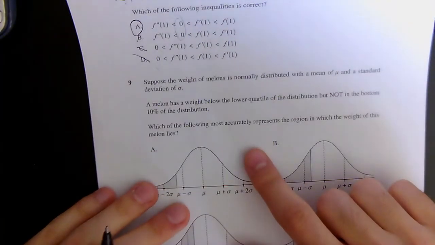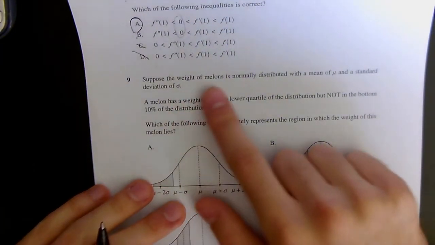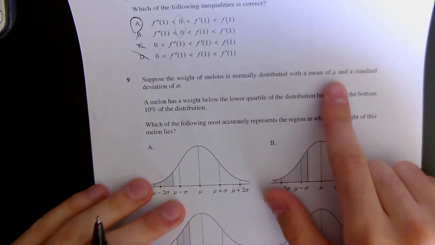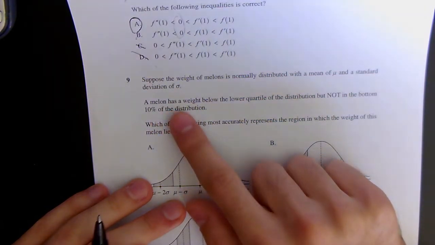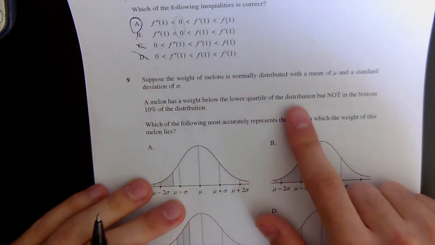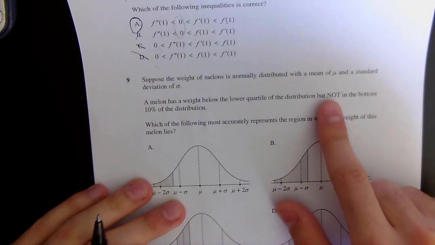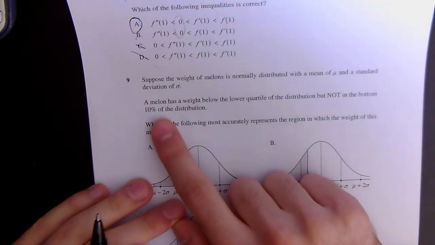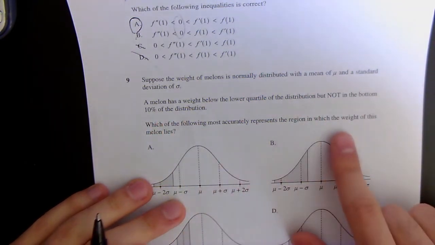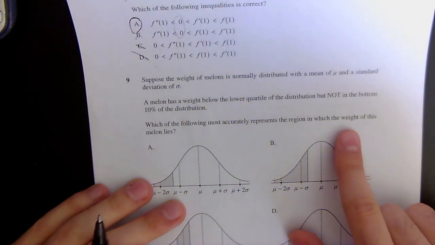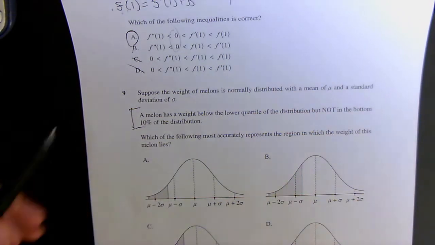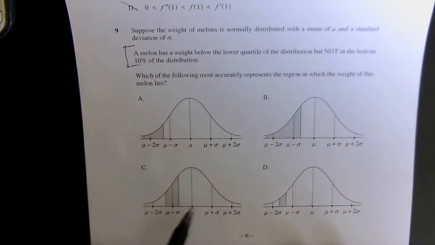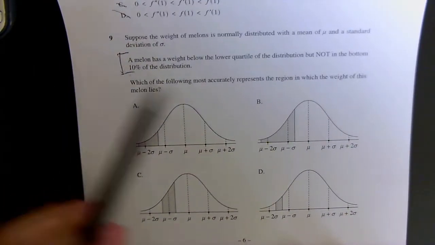The second last question says, suppose the weight of melons is normally distributed with a mean of mu and a standard deviation sigma. A melon has a weight below the lower quartile of the distribution, but not in the bottom 10%. Which of the following most accurately represents which weight the melon lies? So this is the main piece of information here, because we need to consider what area it's going to be.